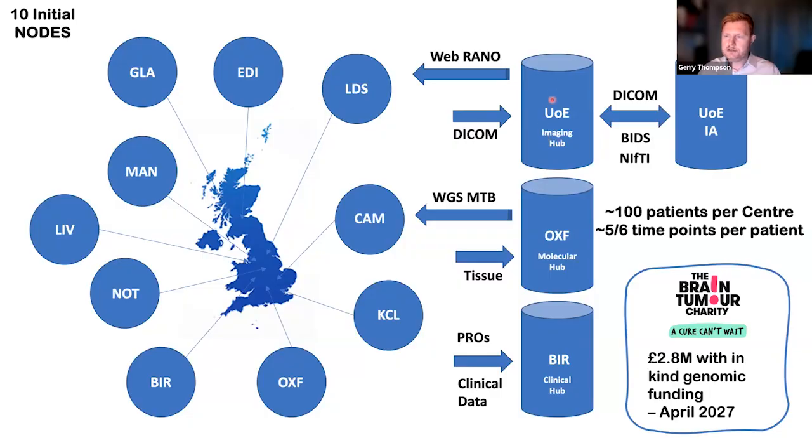So 10 centres with 3 strands: an imaging hub, a molecular hub, and a clinical hub. The imaging hub basically wanted to bring in the imaging, centralise it, and provide a web-based RANO assessment back to the various centres that were part of the trial. Again, tissue going to the University of Oxford molecular hub with whole genome sequencing, and this molecular tumour board providing feedback back to the trial. And then the Birmingham Centre taking care of all the clinical data and associated patient-reported outcomes. The plan was to have about 100 patients per centre, with on average 5 or 6 time points per patient for glioma.